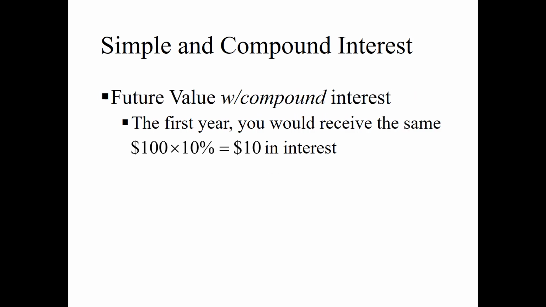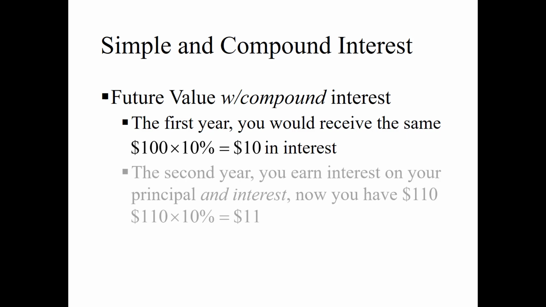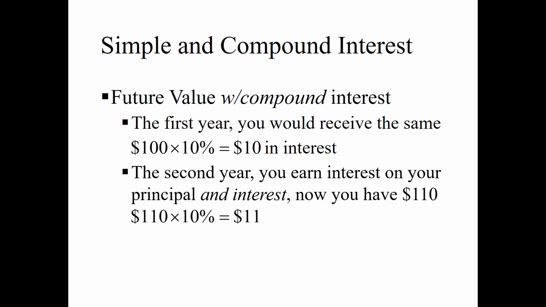If we think about this problem with respect to compound interest, in the first year it would be the same: $100 times 10% or $10 in interest. In the second year though, because you keep that $10 in interest invested in the bank, you have your original $100, which we would call our principal, plus your $10 in interest, and so now you have a total of $110. The bank didn't care how much money you had in the bank. They said they were going to pay you 10%, and $110 times 10% is $11.